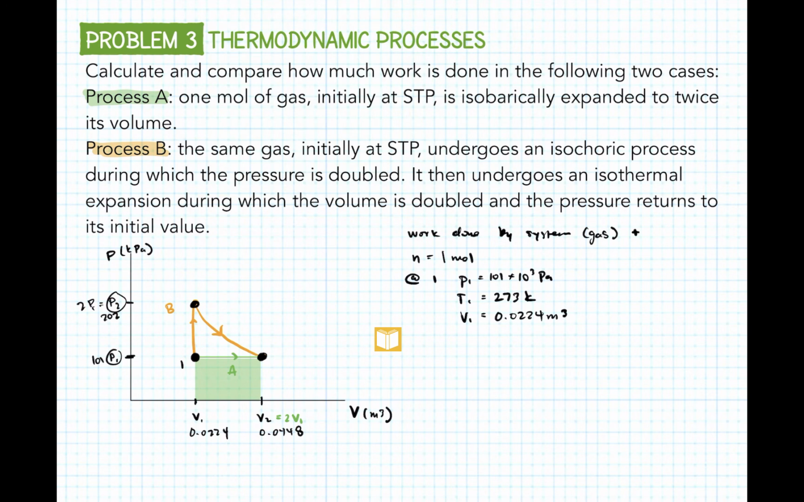We'll call that work from area A. If we consider this P dV, that means it's pretty straightforward. It's just a rectangle, so it's going to be equal to pressure times your change in volume. That's pressure 1 times your change in volume, which is V2 minus V1.